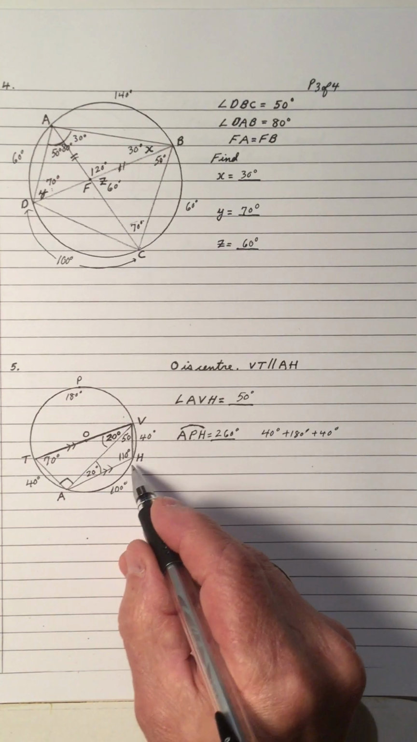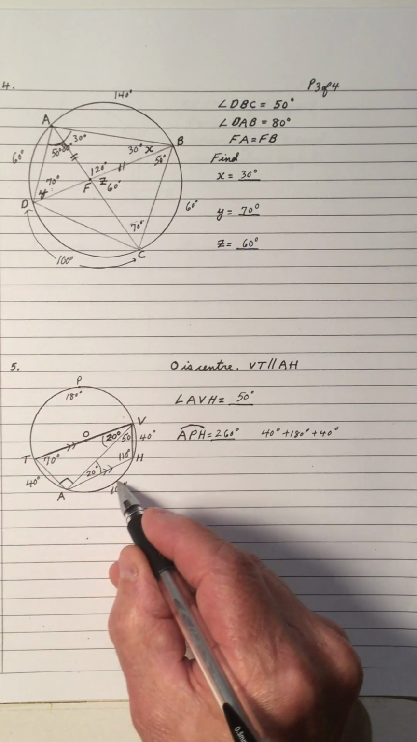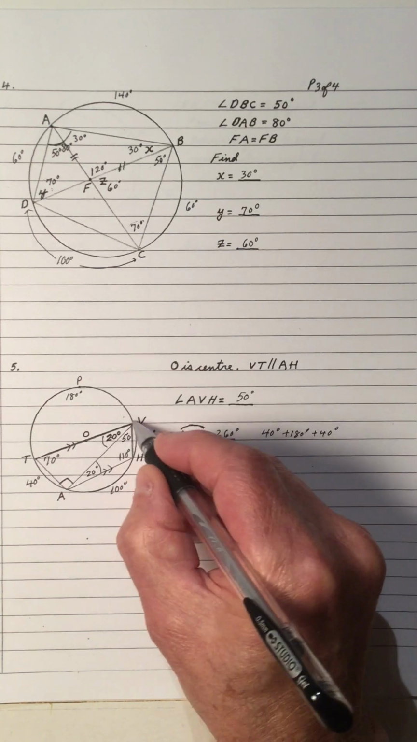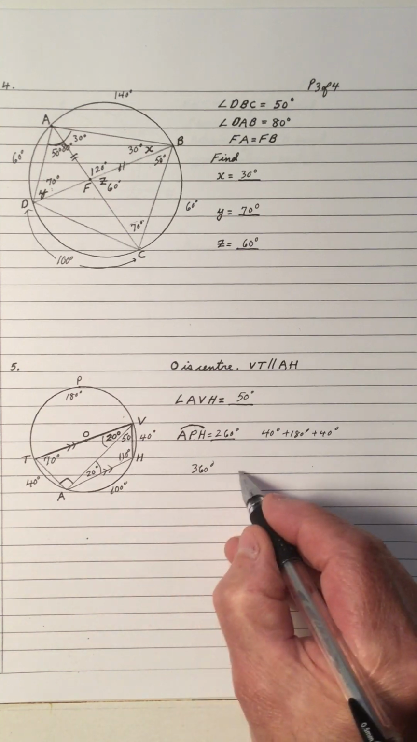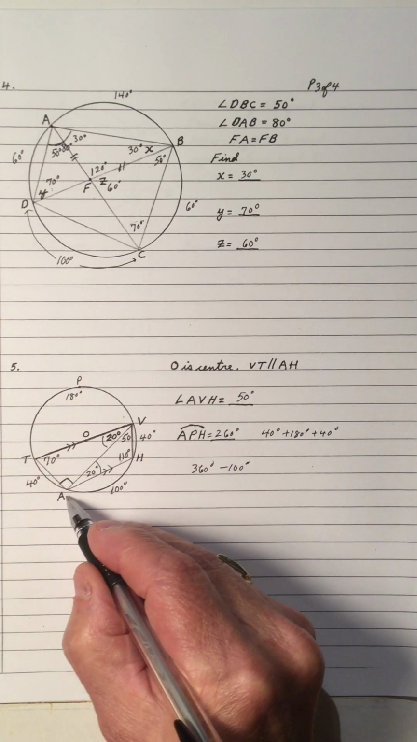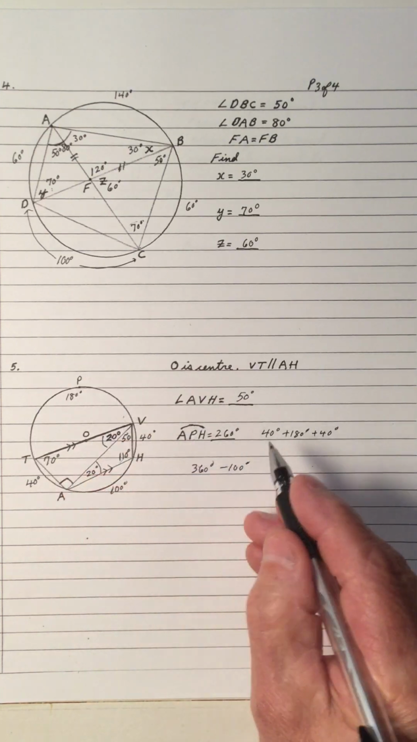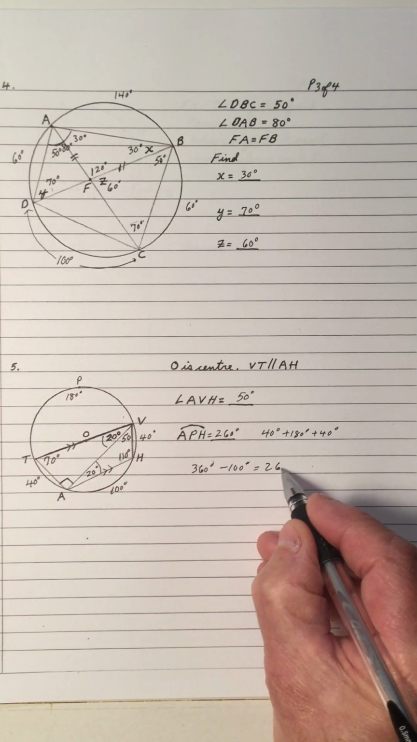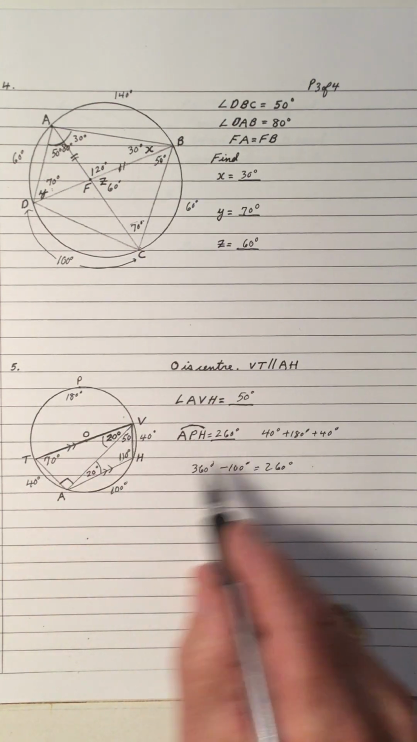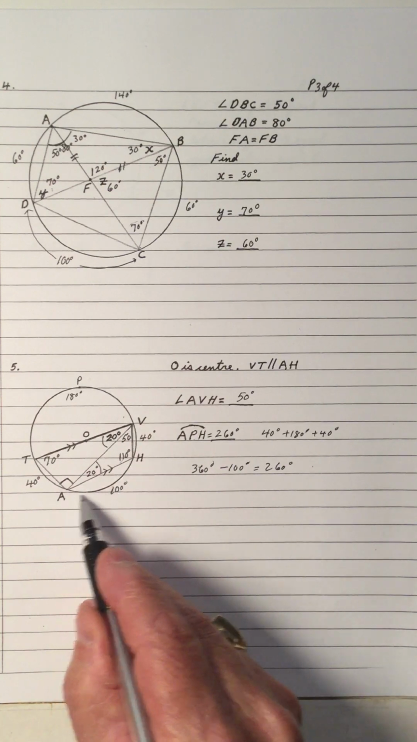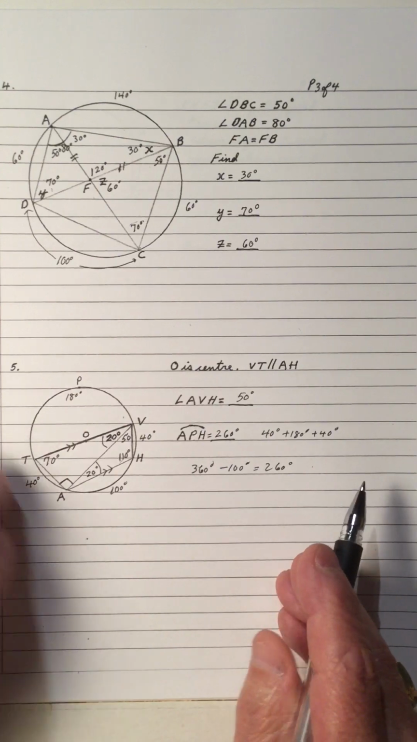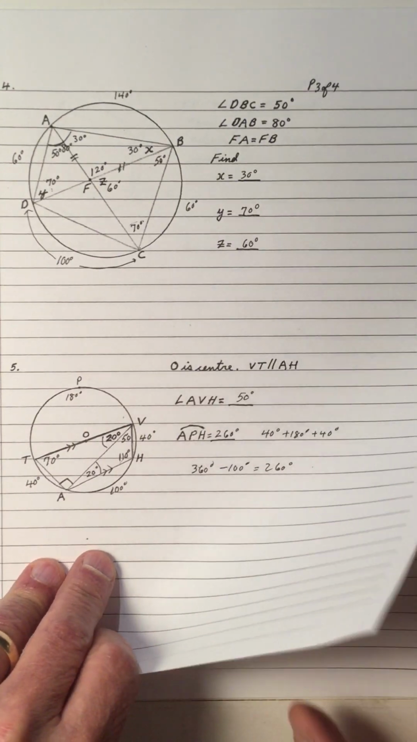Or you could say, if this arc here is 100, then you take 360, which is all the way around, take away the 100. So 360, subtract this 100, gives you APH, which is 260, is another way to get it. So you can get it by adding the 40, 180 and 40, or you can go 360 minus AH to get APH. Again, different ways to think.